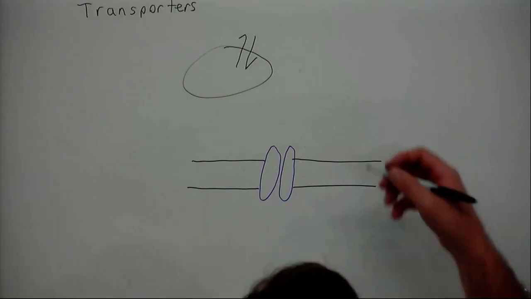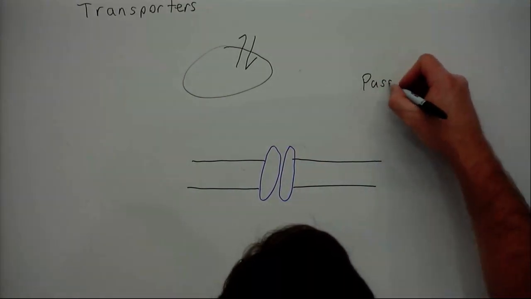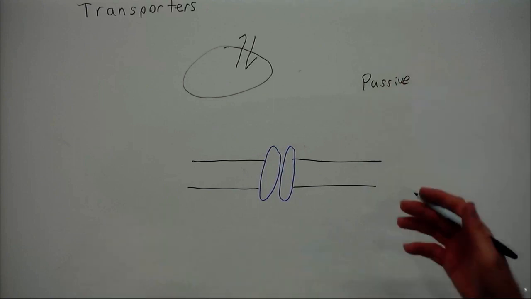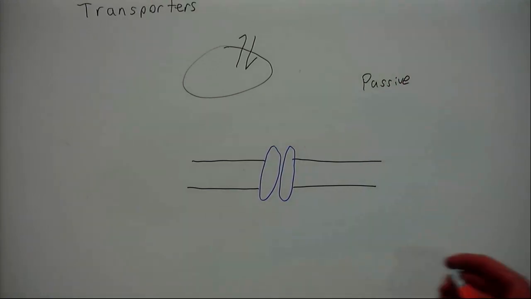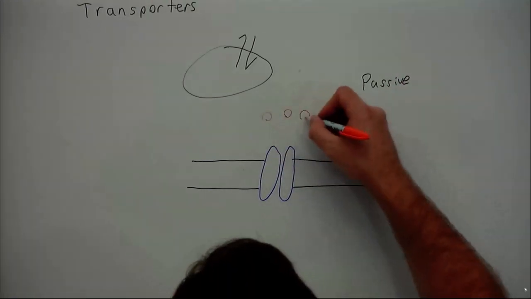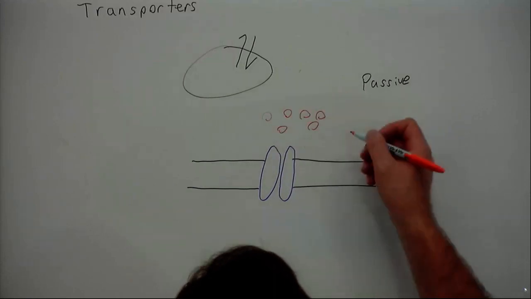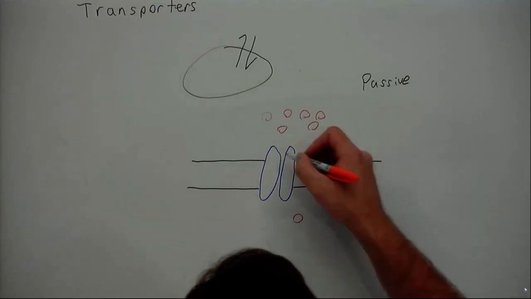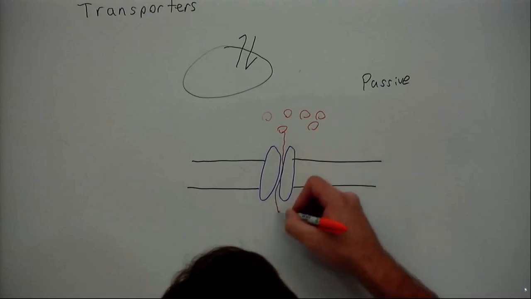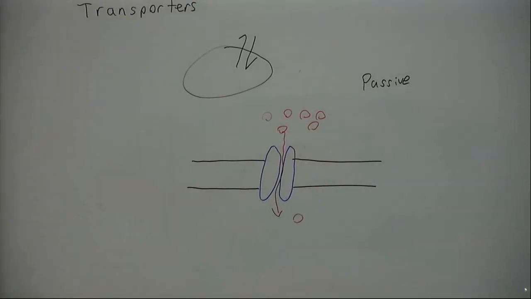The first type of transport we're going to go over is passive. And this means that no energy is required. Molecules just move down their concentration gradient. So if you have drug molecules out here, a lot out here, very few in here, this transporter is going to facilitate their passage into the cell.